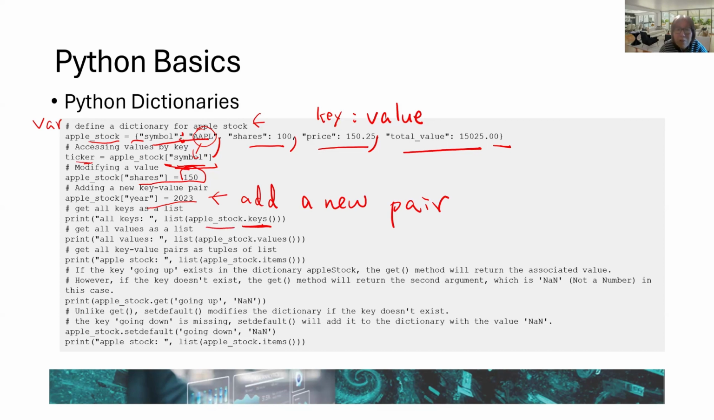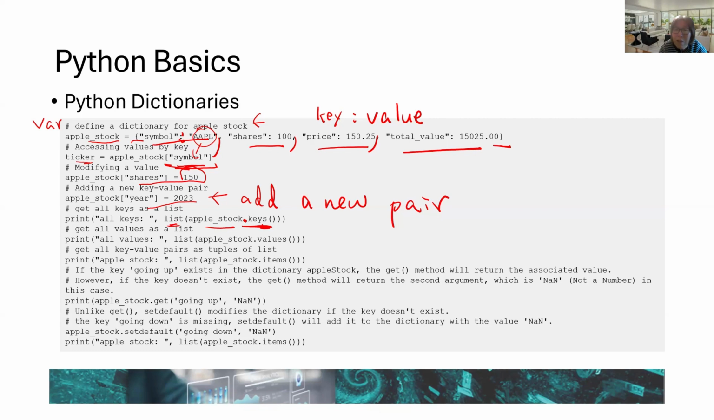Okay, so this is a variable that refers to the dictionary, and we use dot keys. This keys is a function of the dictionary. So what it will return is symbol, shares, price, and total value. Those are four keys. Oh, and also the year, five keys. Okay, it will return five keys.